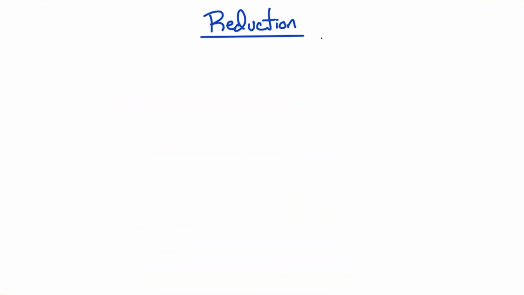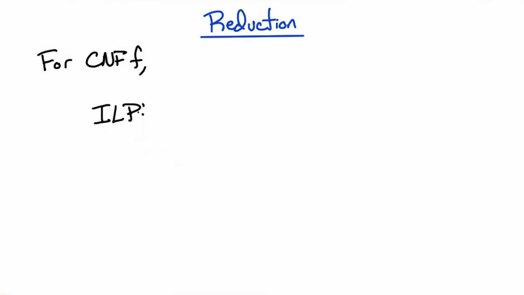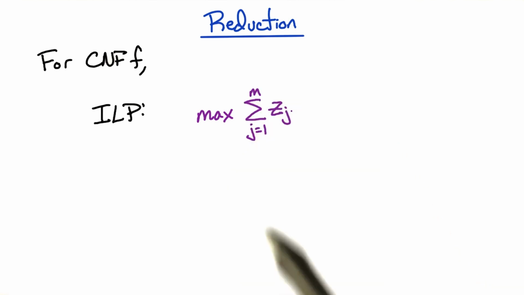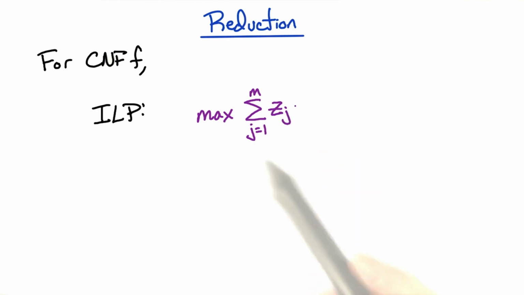Now we can look at the general reduction. Consider MaxSAT input little f. Let's define the ILP. Our goal is to maximize the number of satisfied clauses. So we have a maximization problem. For each clause, we have a variable zj, which denotes whether the clause is satisfied or not. It's going to take value 1 if the clause is satisfied, and 0 if it's unsatisfied. So since we want to maximize the number of satisfied clauses, that means we want to maximize the number of clauses where their variable zj equals 1. This sum will be the number of satisfied clauses.